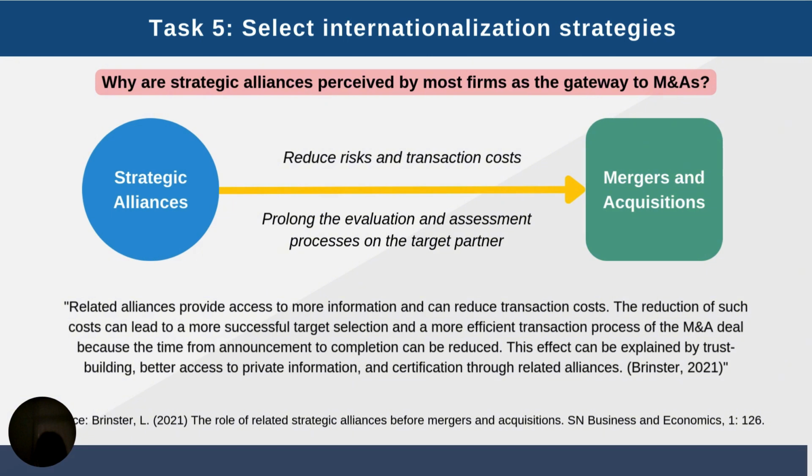This argument is in line with a journal paper published in past years. From an empirical study of the biotechnological and pharmaceutical industries, the authors found that the reduction of transaction costs in M&A can lead to more successful target selection and a more efficient transaction process, because the time from announcement to completion of an M&A can be significantly reduced. This effect can be explained by trust building, better access to private information, and certification through the strategic alliances that were formed by both parties.